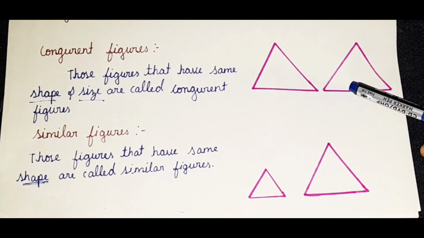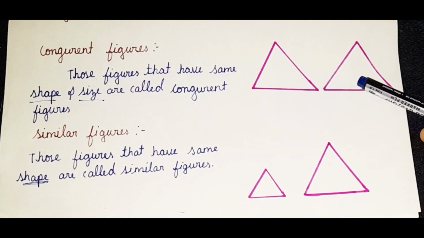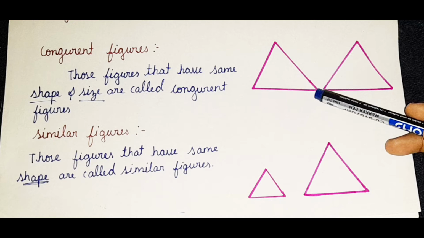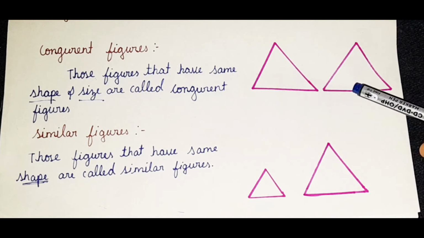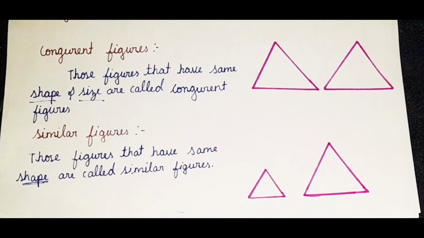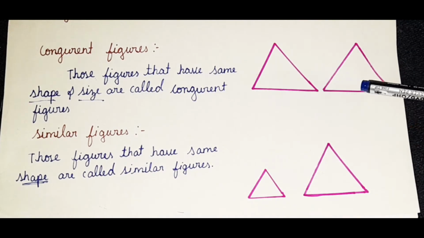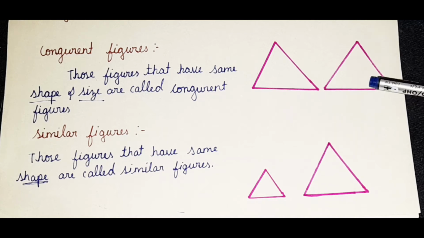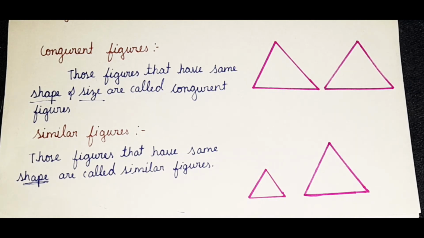So there are two figures, the two figures' shape is triangle, and they have the same size. Am I right? Here it is similar, here also it is similar, no difference in them. Here it is medium size, here also it is medium size. Then they are congruent triangles. So here we have the same shape and same size, then it is a congruent triangle, congruent figures.